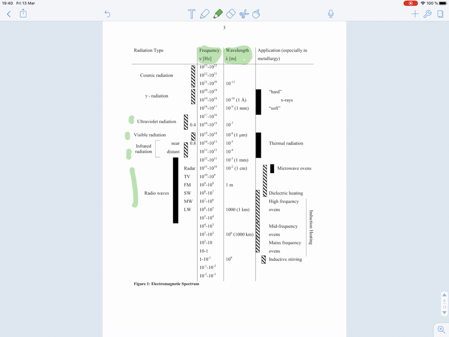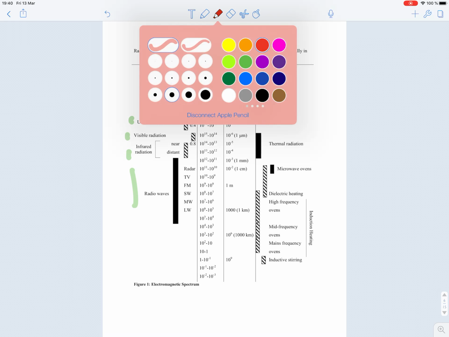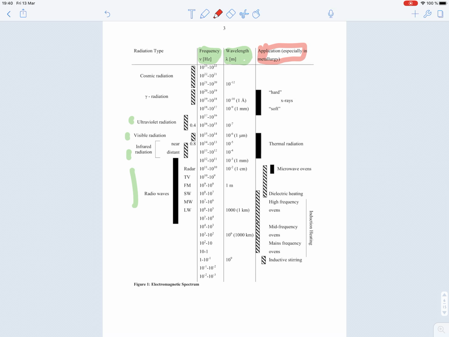What is interesting with this table compared with the previous one is that we have the application in metallurgy here. So this is taken from the compendium. These forms of gamma radiation are hard and soft X-rays. As I said, we have thermal radiation, which is here, which goes slightly from the ultraviolet and into the infrared. Microwave ovens, dielectric heatings for furnaces, for example, and induction heating finally down here. So radiation, not only thermal radiation, is really important for our field.